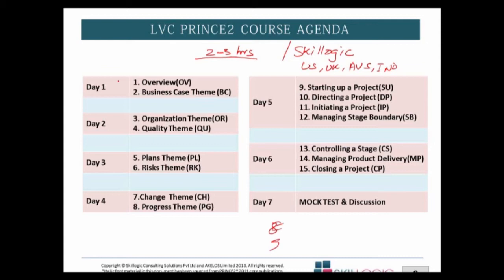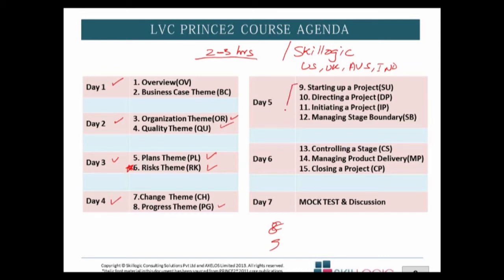That's how we do. So day 1 we cover the overview and business case. Day 2 we cover the themes, organization theme and quality theme. Day 3 we cover plans theme, risks theme, which is a very important theme, my favorite theme. And we talk about change and progress in day 4. Progress is about how you monitor and control the project. In day 5 we talk about processes.